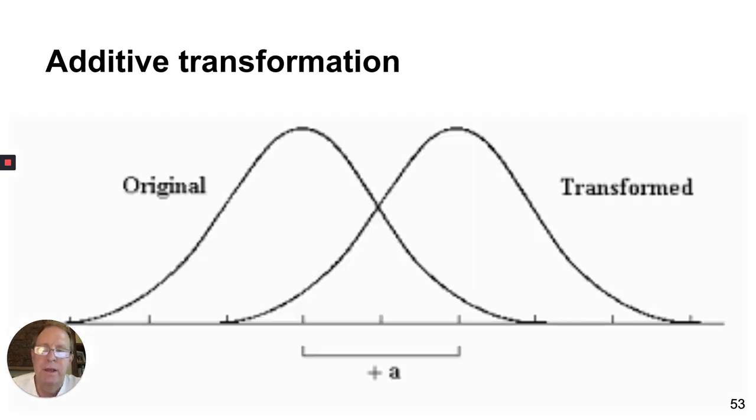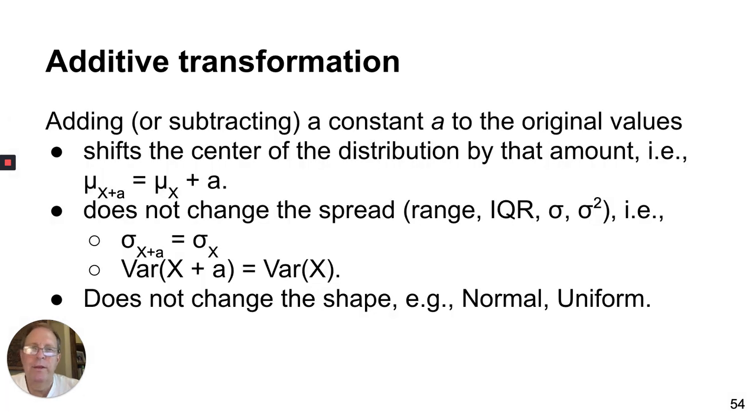So here's my graph. If I take my original distribution and I add the value A, I get my transformed distribution. The mean of the transformed distribution will be A greater than the mean of the original. The first quartile of the transformed distribution will be A greater than the first quartile of the original. Here are the formulas that represent that. If I add a constant A to the original values, that shifts the center of the distribution by that amount. So the mean of the new distribution, x plus A, is equal to the old mean plus the constant A.